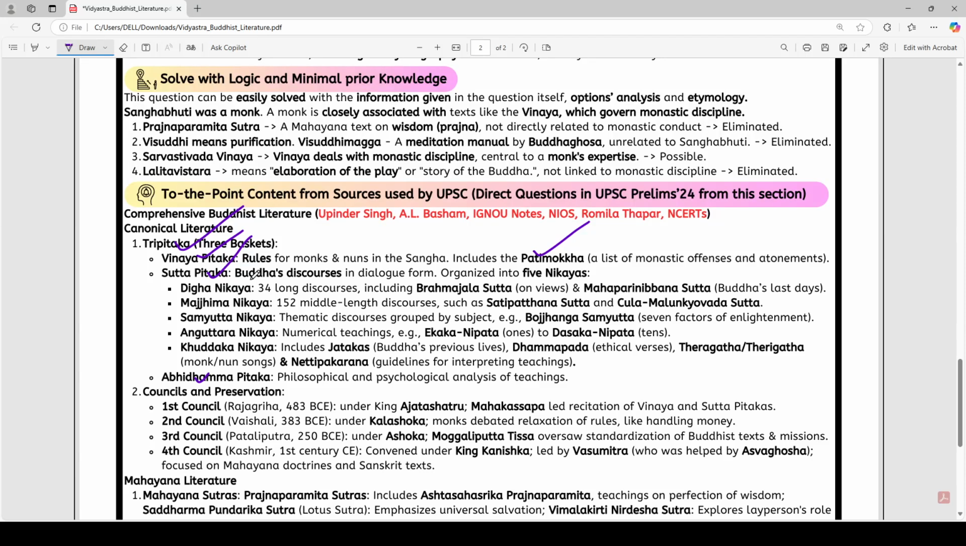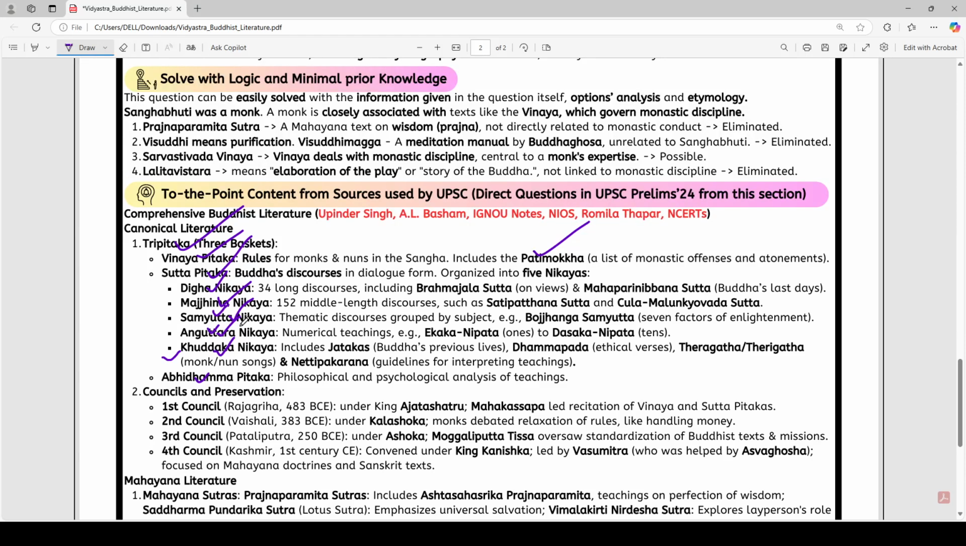Sutta Pitaka means teaching, the Pitaka basket of teachings. Now it has Buddha's discourses, and it is further divided into 5 parts: Digha Nikaya, Majjhima Nikaya, Samyutta Nikaya, Anguttara Nikaya, and Khuddaka Nikaya. Nikaya means parts. Now what do Digha, Majjhima, Samyutta, Anguttara, and Khuddaka mean? Digha means long, Majjhima means middle, Khuddaka means shorter, and Samyutta means thematic.